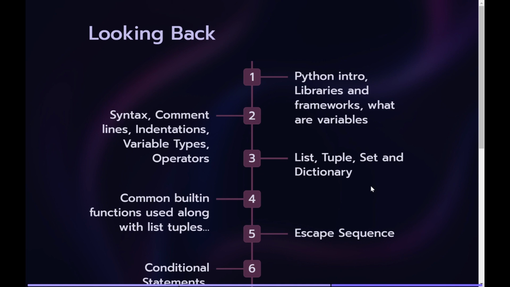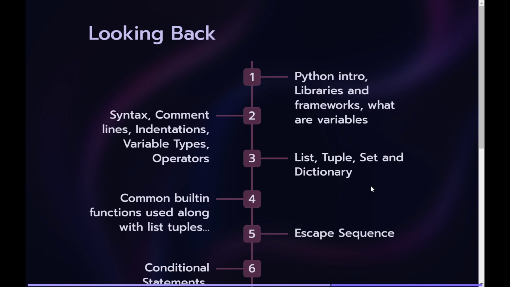So if you're thinking again, what is mutable and immutable? Mutable is when you can change the data, whereas immutable means you cannot modify it once you declare or initialize it. And moving on, we had some common built-in functions that we used along with lists, tuples, sets, and dictionaries, like count, delete, pop, and append, and more built-in functions that we saw.